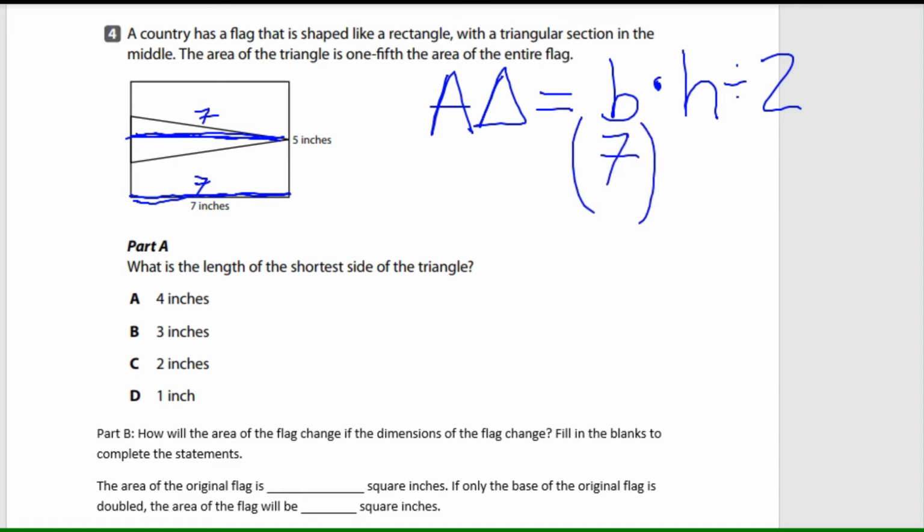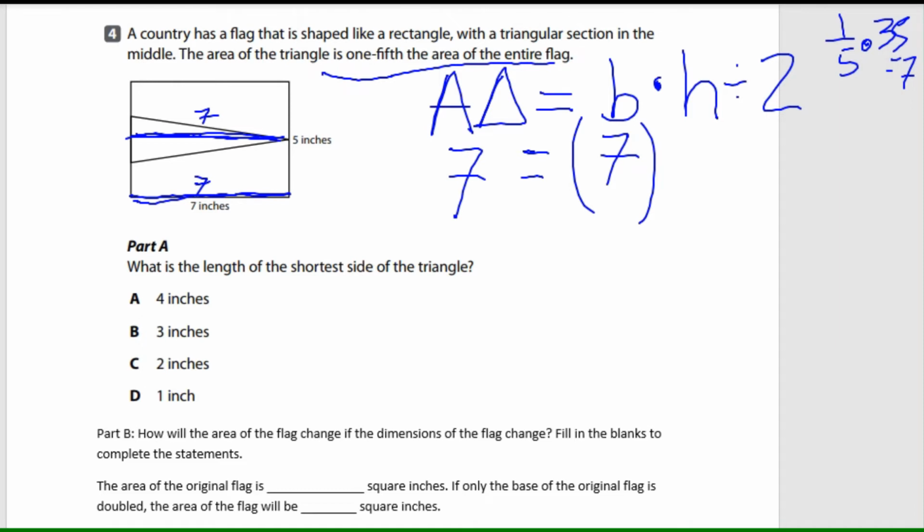And now I need to find, I know the area is 7 as well. So I have 7, because we just found the area in the last part. Yep. The area of the triangle is 7, because it's 1/5 of 35. 1/5 of 35 is equal to 7, so that's the area of the triangle.